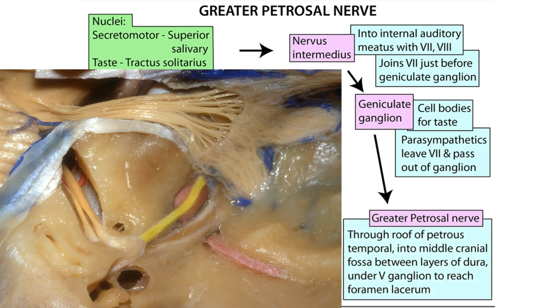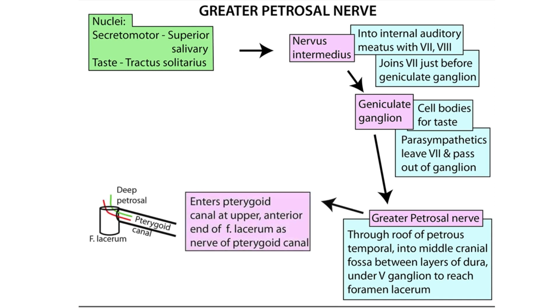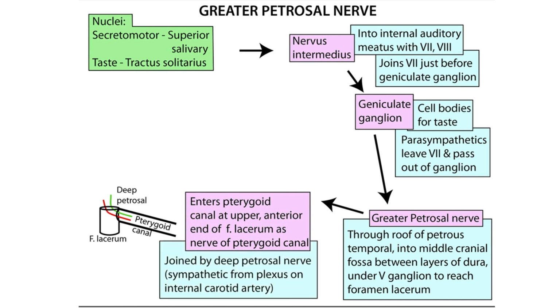This greater petrosal nerve passes through the roof of the petrous temporal bone into the middle cranial fossa between the layers of the dura. It actually passes under the trigeminal ganglion and reaches the foramen lacerum. It passes just down into the foramen lacerum and then anteriorly into the pterygoid canal. It's joined by the deep petrosal nerve, which is a sympathetic nerve from the plexus on the internal carotid artery, and then these two nerves together become known as the nerve of the pterygoid canal.